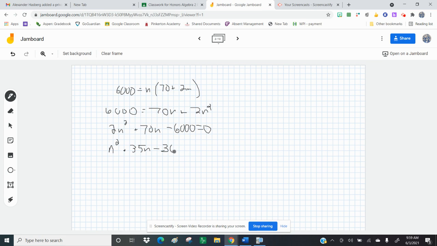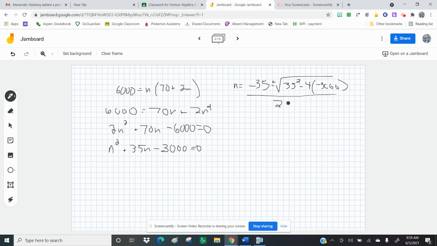And now you have a choice. You can try and factor this if you want, or you can solve it by the quadratic formula. I'm just going to go right to the quadratic formula because that 3,000 is kind of a big number. So I have n equals minus b, so minus 35, plus or minus the square root of 35 squared minus 4AC, so times negative 3,000, all over 2A.